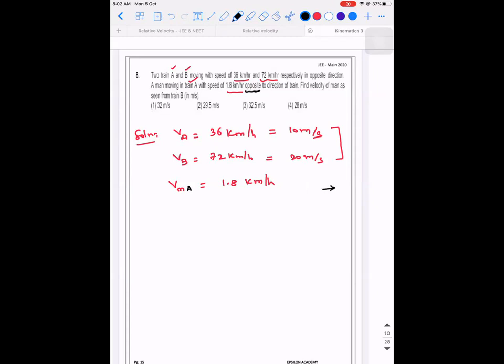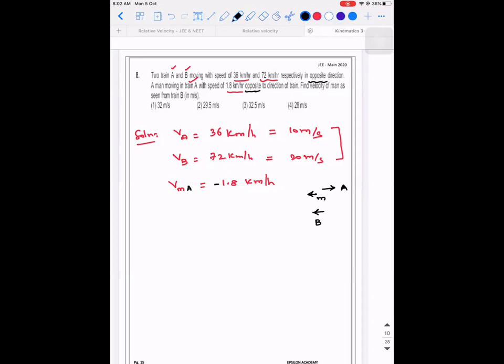Means if train A is moving in the direction rightward, then B is moving in the opposite direction, because here also they have told A and B are moving in opposite direction. What is the direction in which the man is walking? The man is also walking in the direction opposite to train A. So answer will be minus 1.8.